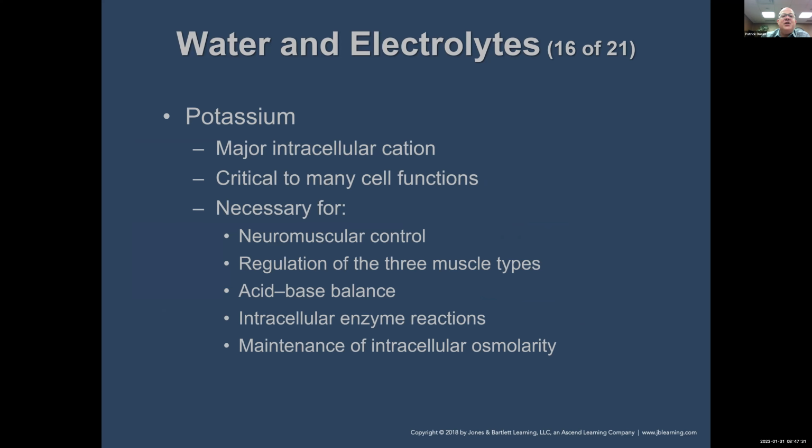So potassium is a major intracellular cation. It's a positive, it's K plus. And it's a critical element that is really important. It can affect cardiac tissue extensively, and it's got a real finite range, about 3.5 to 5.5.